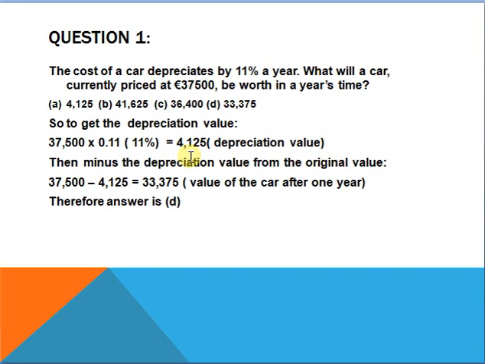So we're not finished here. We have to minus this depreciation value from the original value to get the value of the car after 1 year. So we're minusing the 4,125 from the 37,500 to give us 33,375. And this is the value of the car, okay? So therefore our answer is D. So I hope that helped.